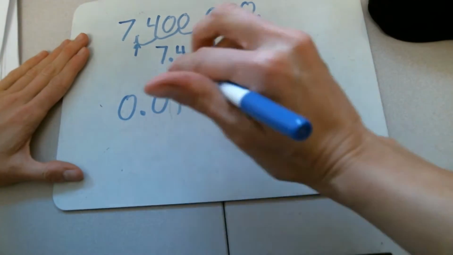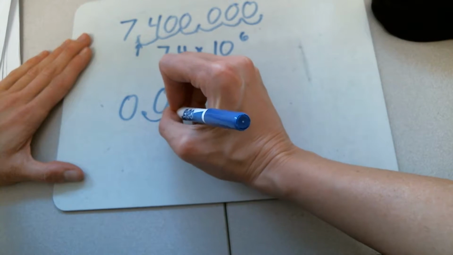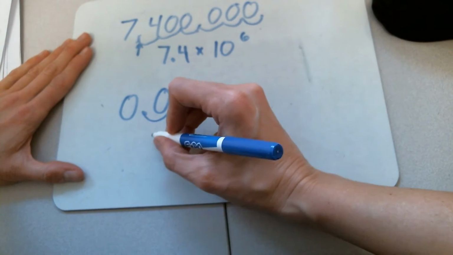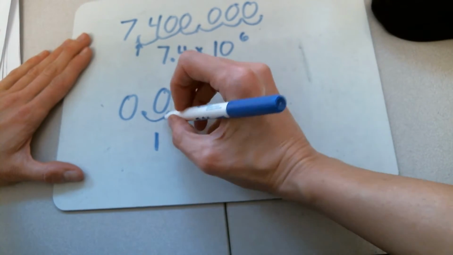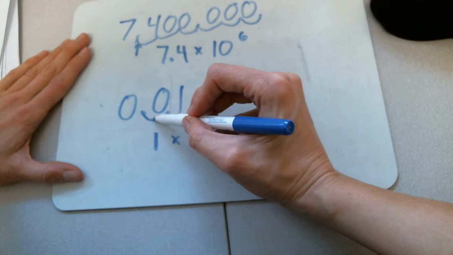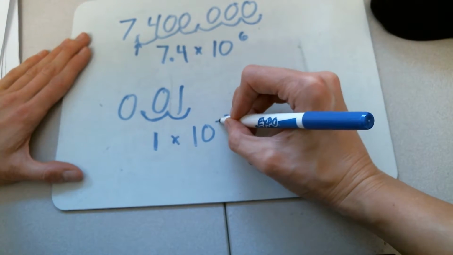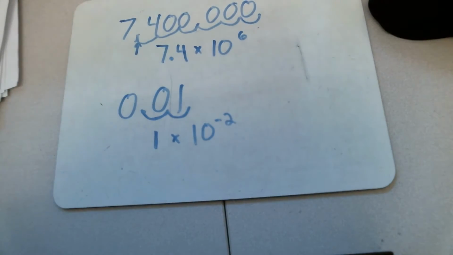For the second one, 0.01, if I move my decimal point so that there's one non-zero digit in front of it, I have the number 1. I can then do my times 10. And how many places did I move it? I moved it 2. And my 2 is going to be negative because I started with a decimal number.